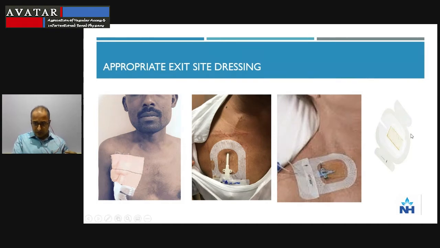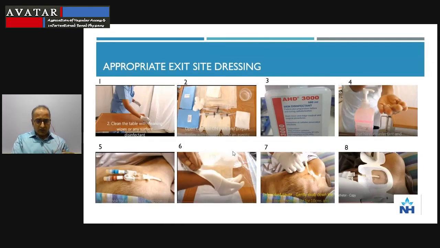And this one has a chlorhexidine impregnated pad in the middle. That is supposed to be the best, although studies have not shown any advantage over these clear transparent dressings. If you're using a clear transparent dressing, this is how your pack should look.